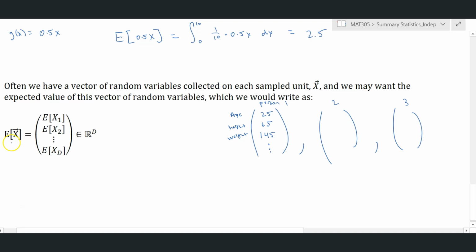So to compute the expected value of a vector of random variables, not surprisingly, you would just compute the average of all of the ages, store that as the top component of the expected value vector, then the expected height, and on down, expected weight, etc. And the reason we say that that's going to be an element of R^D is this is going to be a D by 1 vector. We'll have D random variables in here, so it's going to be in R^D.